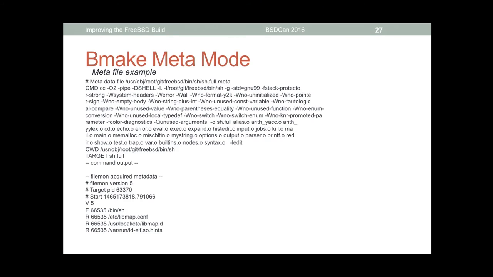Here's an example of a .meta file for linking sh. It has the command that was used to link it, the directory it was run from, the target that it was built as, and then this is truncated, it's much longer, but it has an example of the actual FileMon data in there. And that has process IDs and timestamps for a version of FileMon's protocol.